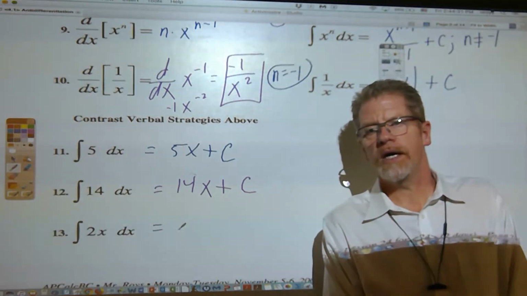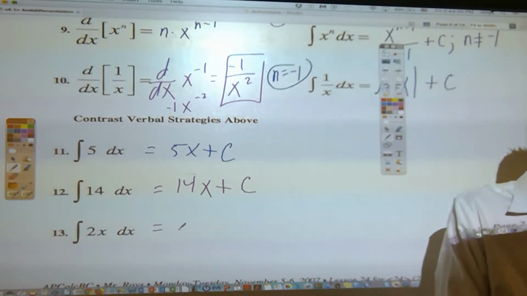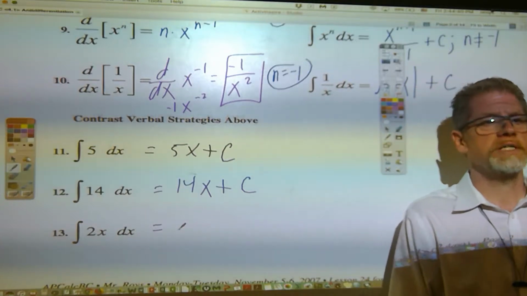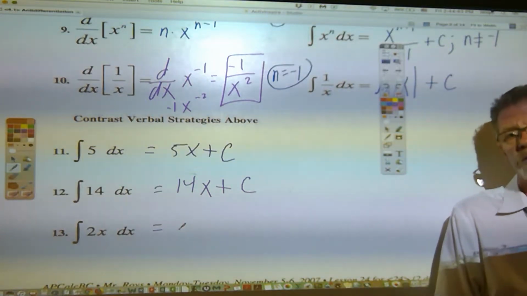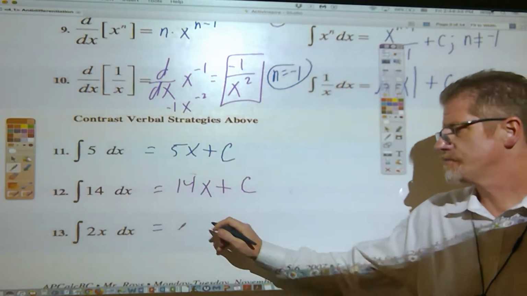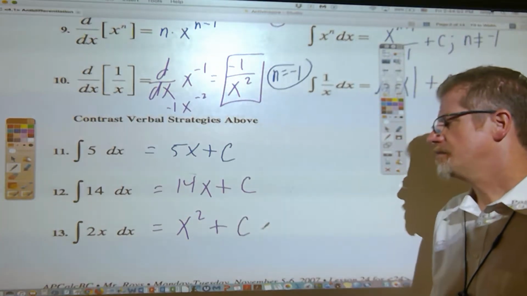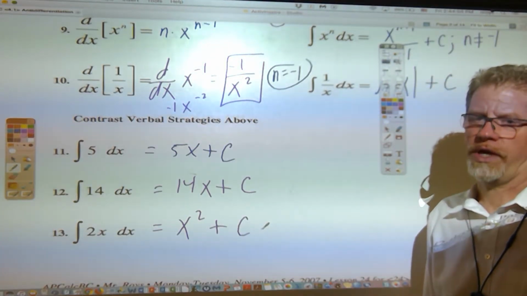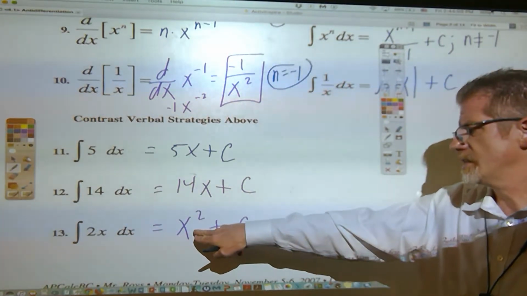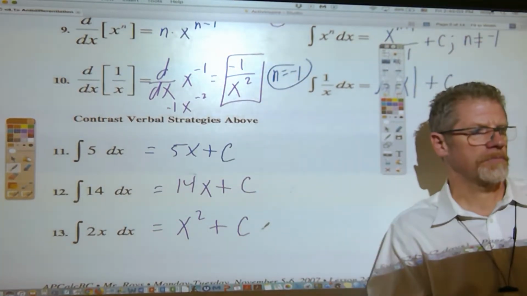Check in with someone nearby on your answer to number 13. See if you agree on number 13. When you find someone who agrees with your answer on number 13, please raise your hand. All right, Cindy, go ahead. X squared plus c. Cindy got x squared plus c. Raise your hand if you agree with x squared plus c. Now, actually, you can check this. The derivative of this is 2x, so it matches up nicely. Any questions on number 13?